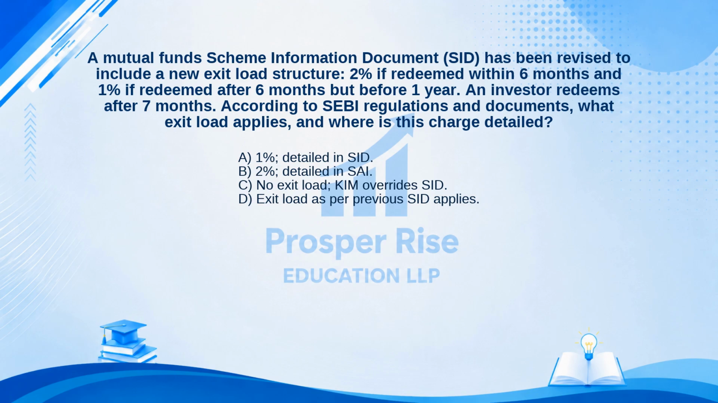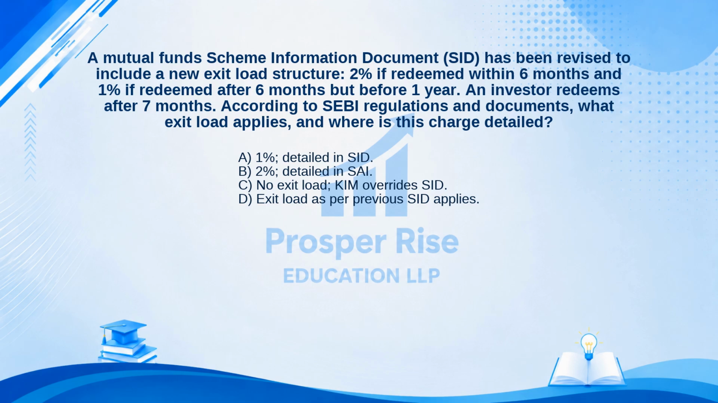Here are your options. A. 1% detailed in SID. B. 2% detailed in SAI. C. No exit load. KIM overrides SID. Or D. Exit load as per previous SID applies. Take a moment to pause the video and decide.